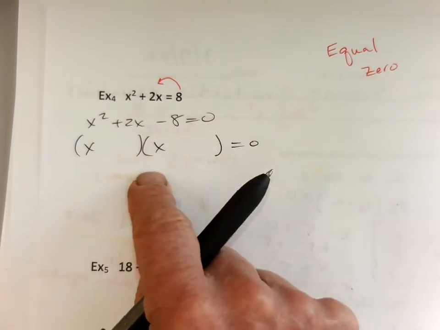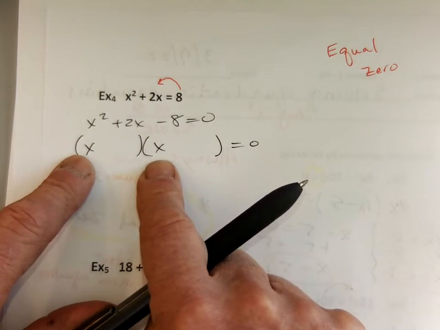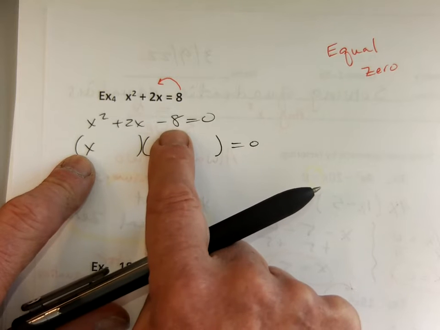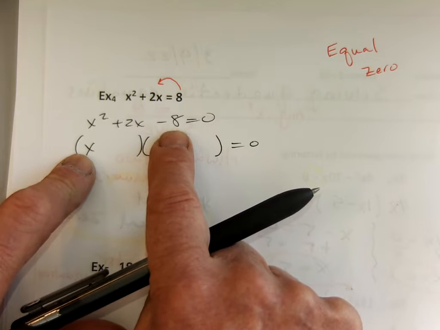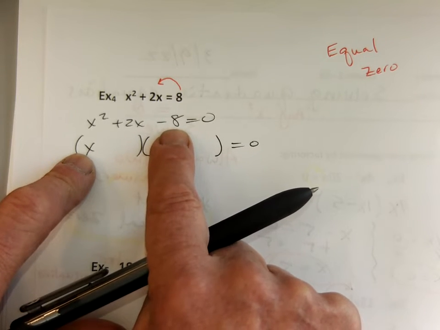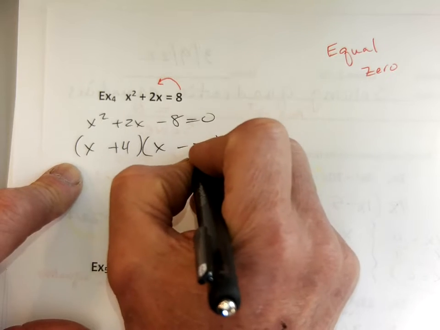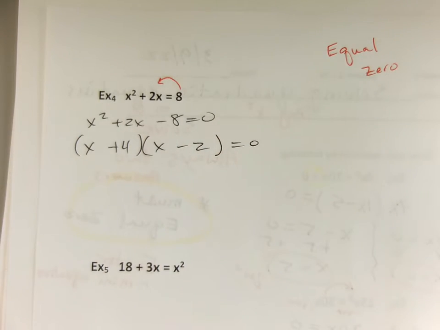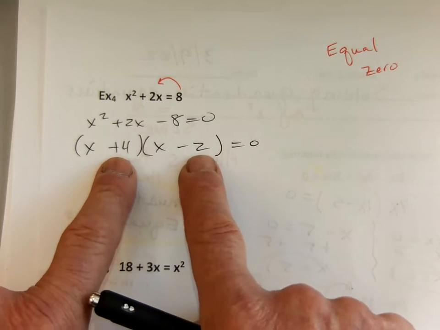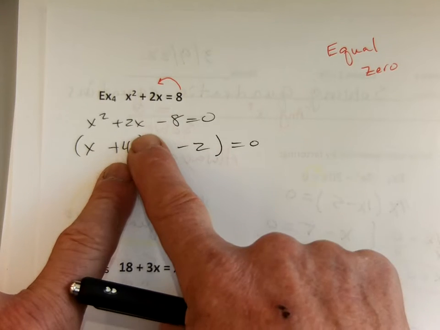And x times x makes x squared, right? And then I need to use, well, what times what makes 8? What's a good combination? 2 and 4. How about we go positive 4 and a negative 2? Okay, does that make sense? Why would you go positive 4, negative 2? They'd multiply to make a negative 8, but they would add to make the positive 2.